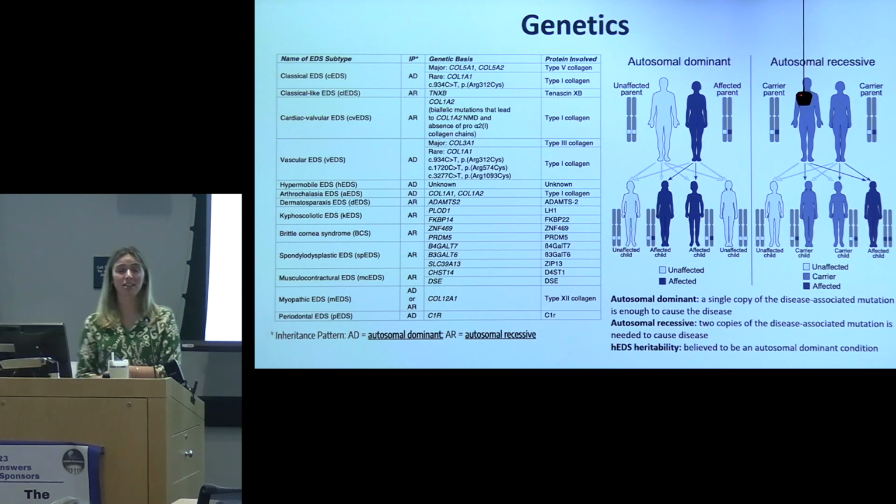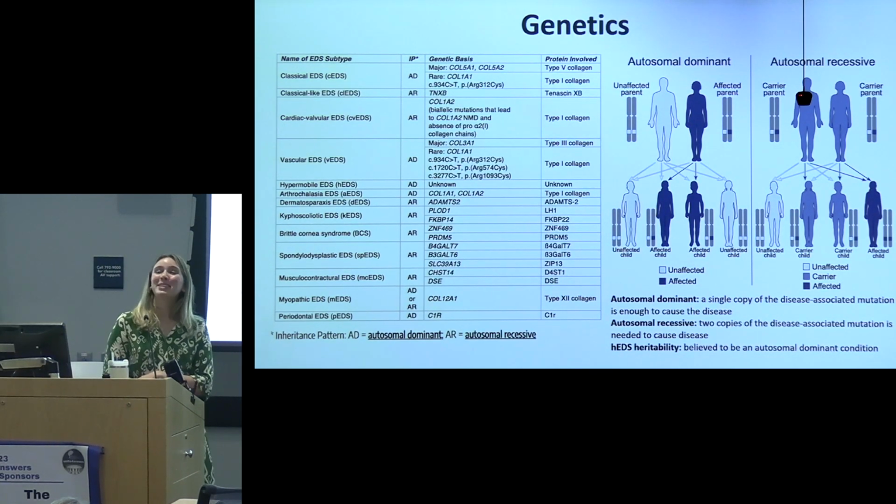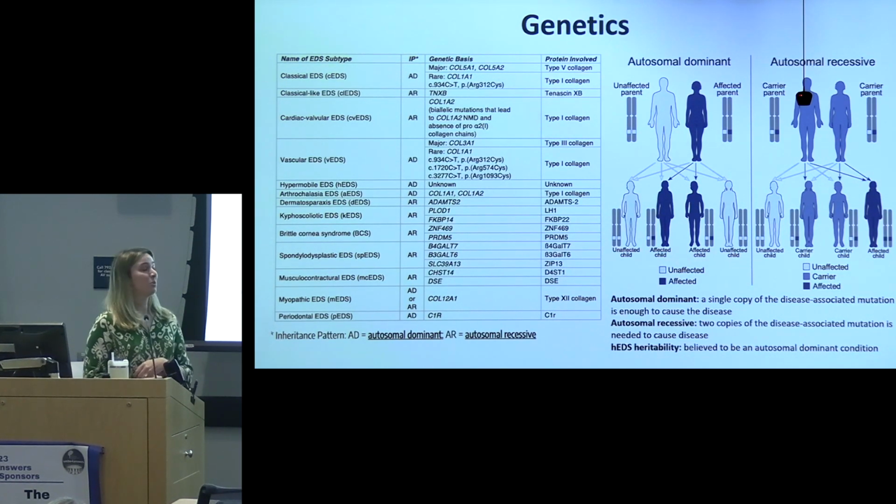So these are the other subtypes of EDS. HEDS is in there. It shows that the genetic basis is unknown. You can see the genetic basis of other types and then what protein is involved, and also the inheritance pattern. So when you see something that's autosomal dominant, that's when we're talking about HEDS.